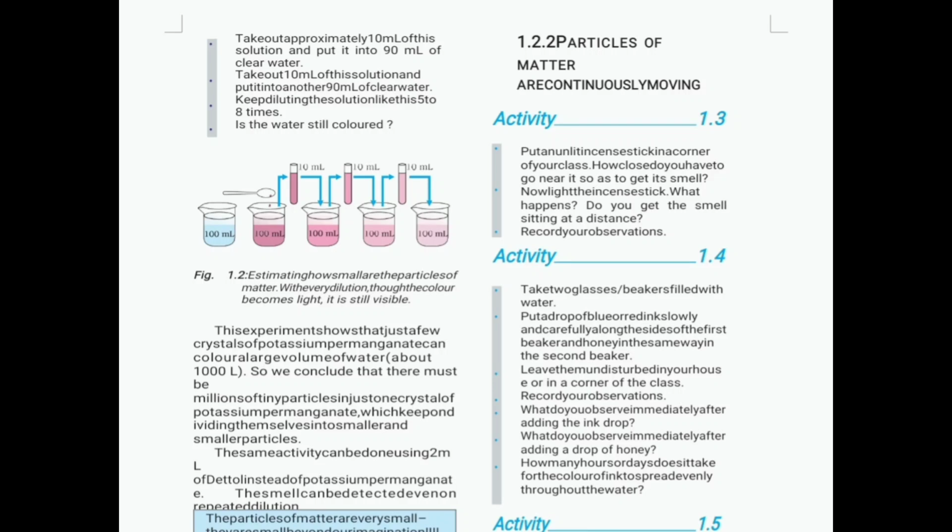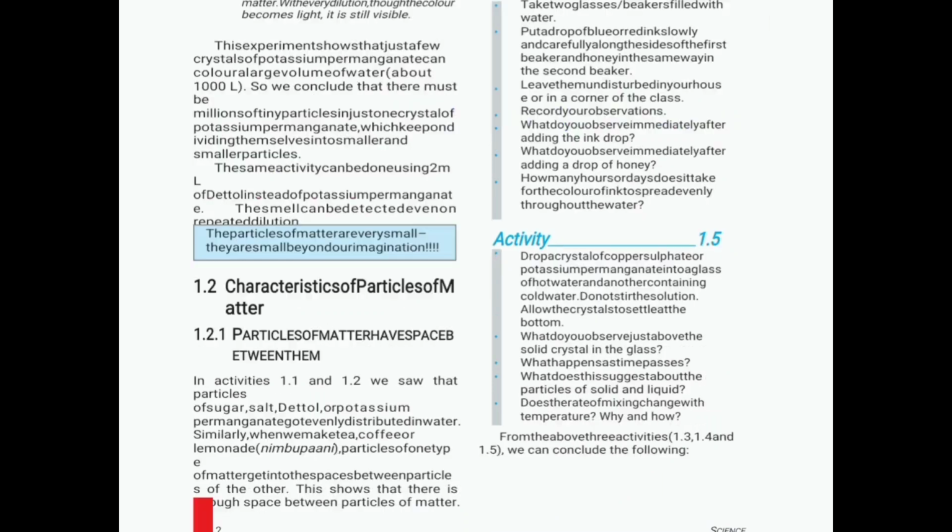The same activity can be done using 2 milliliters of Dettol instead of potassium permanganate. The smell can be detected even on repeated dilution. The particles of matter are very small. They are small beyond our imagination.